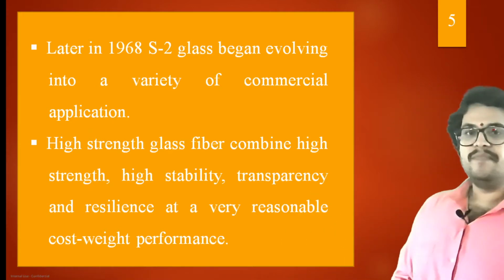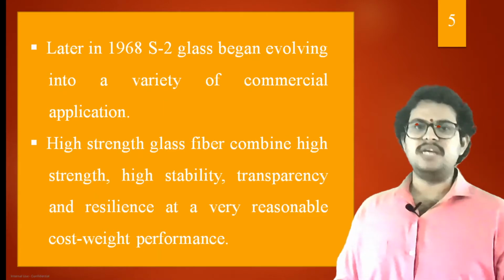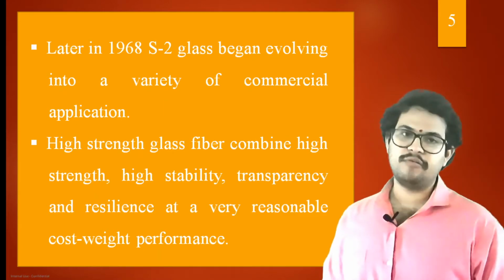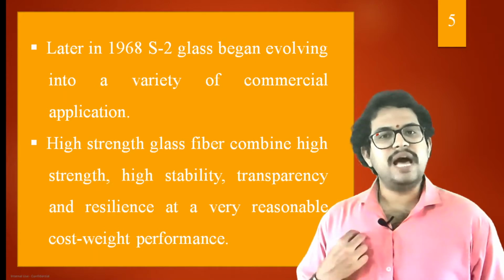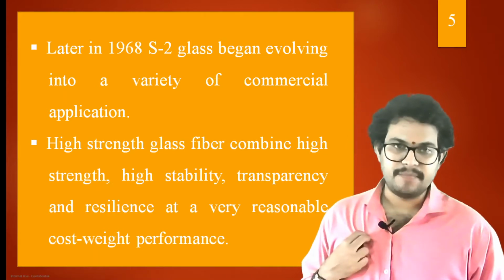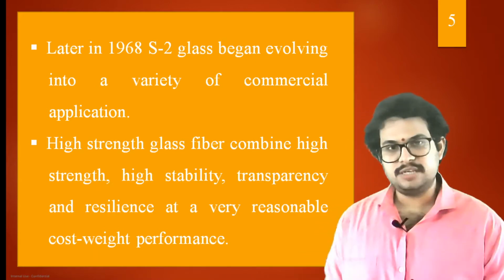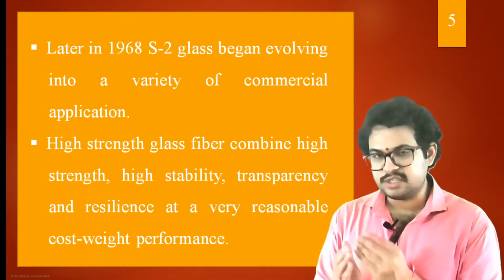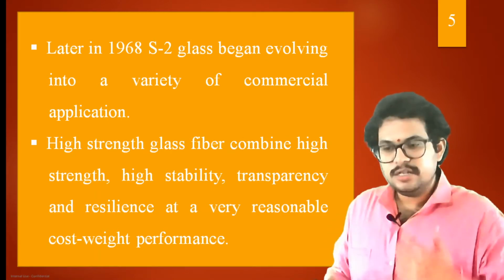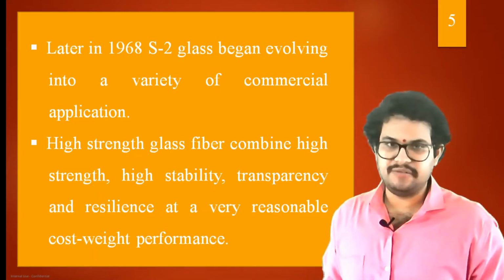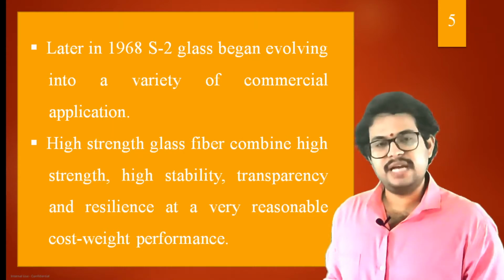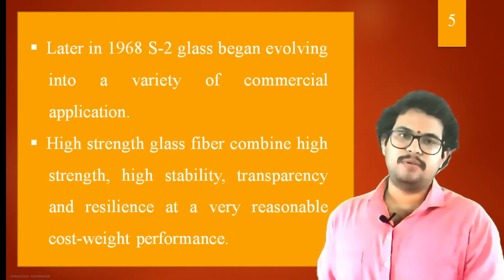Then later, somewhere around 1968, S2 glass, the second category under this S glass, began evolving. That means whenever you have a product and you find some defects or limitations in it, you start to overcome those defects or limitations, such that you end up with some other materials.